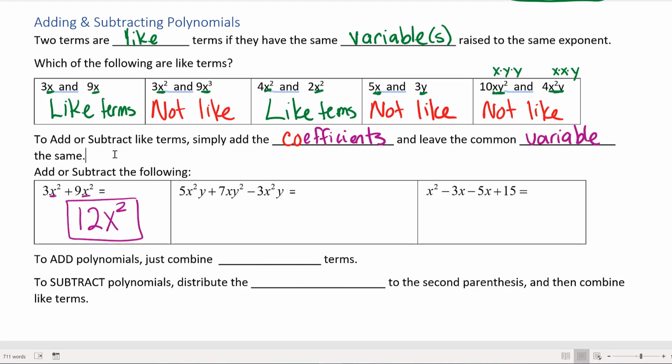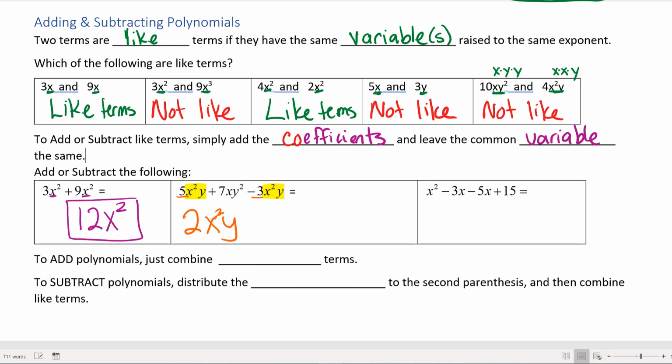Our next example, we have 5x squared y plus 7xy squared minus 3x squared y. Which of these are like terms? Well, x squared y and x squared y are like terms. So those two can combine. So I'm going to take the coefficients and add or subtract them. 5 minus 3 gets us 2, and leave the x squared y exactly the same.